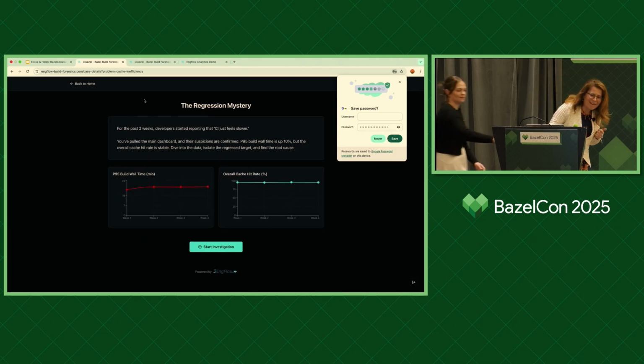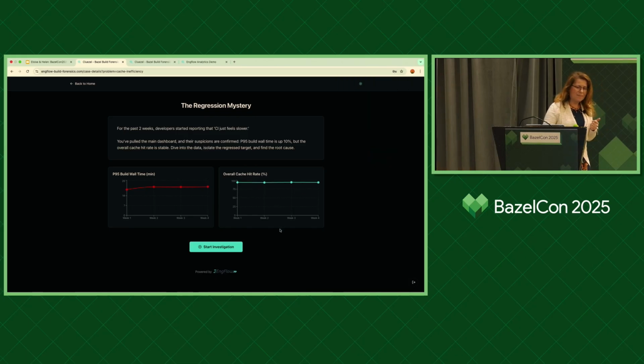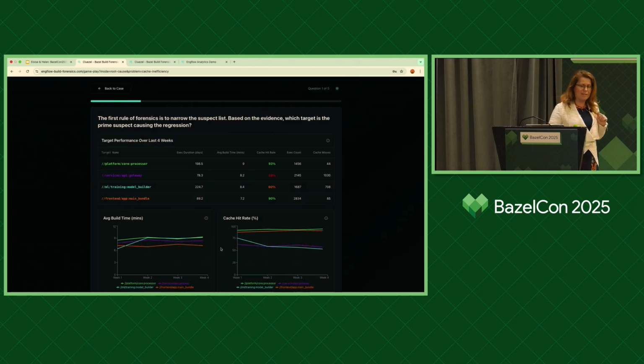All right. So you're investigating a case, and you have a regression mystery. Over the past few weeks, you're hearing complaints that CI just feels slower. So you pull up the build times, and you see that, in fact, P95 times are creeping up a bit. The overall cache hit rate, though, looks kind of stable. And so let's dive deeper into this analysis.